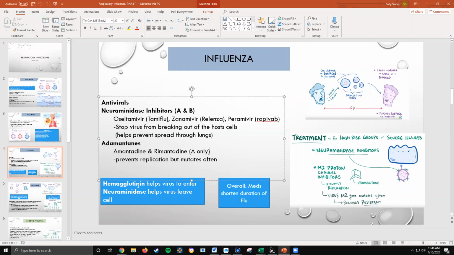So for the neuraminidase, this is the N in the H and the N receptors on the virus. And so remember, that helps the virus leave the cell. So this is going to inhibit that. Overall, these meds, all they do is they try to shorten the duration of the flu. It's not going to take it away.